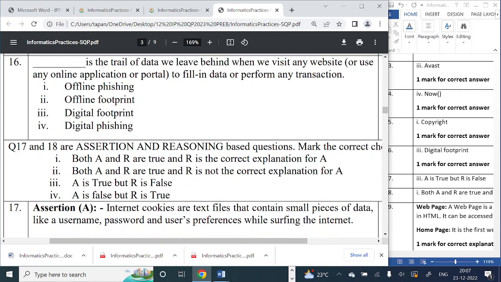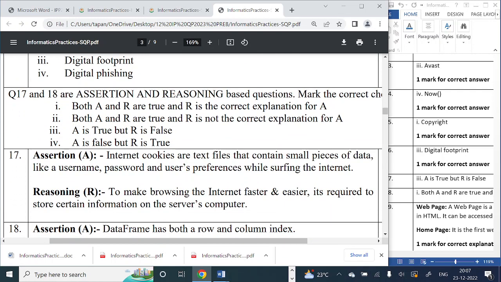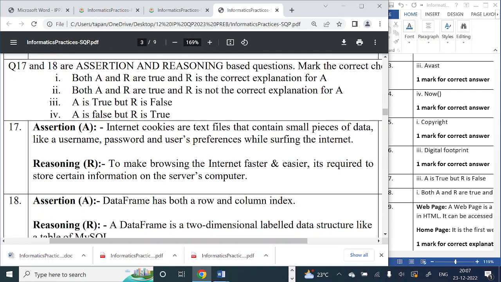Now we all know in CBSE, questions number 17 and 18 will be assertion and reasoning questions, in which you can always see the four options. The first option will be when both the assertion and reasoning are true and R is the correct explanation of A. Second, when both are true and R is not the correct explanation of A. Third, A is true and R is false. And fourth, A is false and R is true.